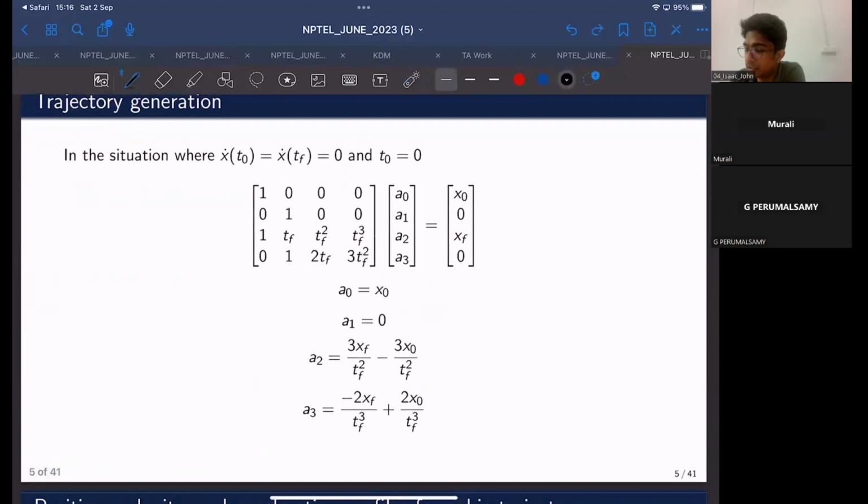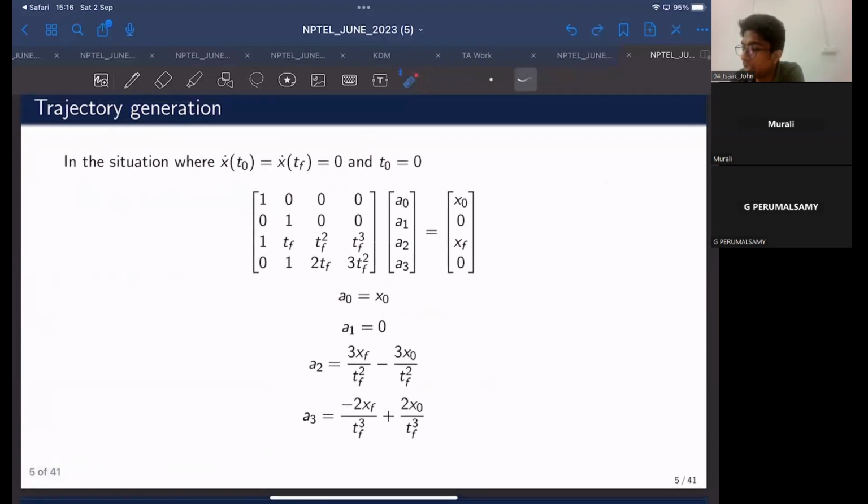Suppose, for a simplified case, we consider our initial velocity and our final velocity to be zero, and the time at which we start our analysis is also zero. So it looks something like this. Our distance profile would look something like this. Our time starts from zero, and this is the time axis. Let this be the final time, and our distance profile would look something like this.